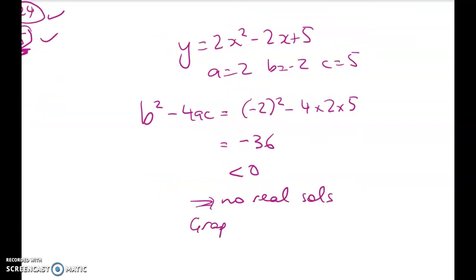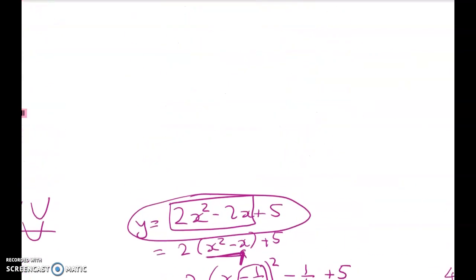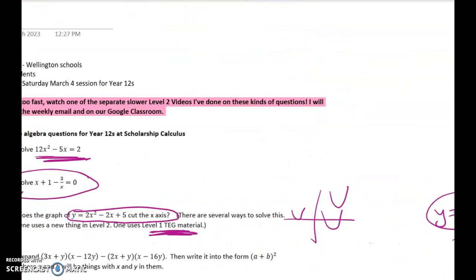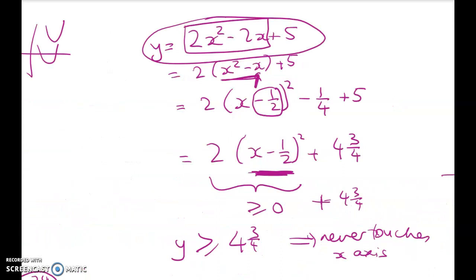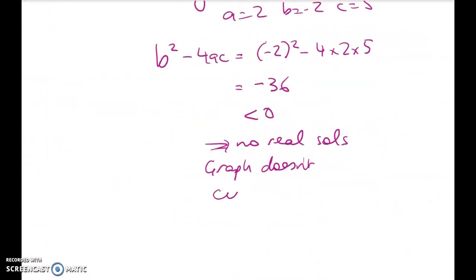Graph doesn't cut axis. What were we asked to say? Look at the wording in the question. Does the graph cut the x-axis? No, it doesn't. Doesn't cut x-axis. So there we go, that's that one done.